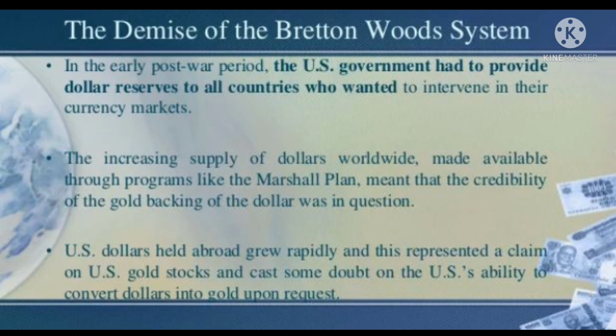Elements of the Bretton Woods system. In the early post-war period, the U.S. government had to provide dollar reserves to all countries who wanted to intervene in their currency market. The U.S. dollar held abroad grew, and this represented a claim on U.S. gold stocks and cast some doubt on the U.S. ability to convert dollars into gold upon request.